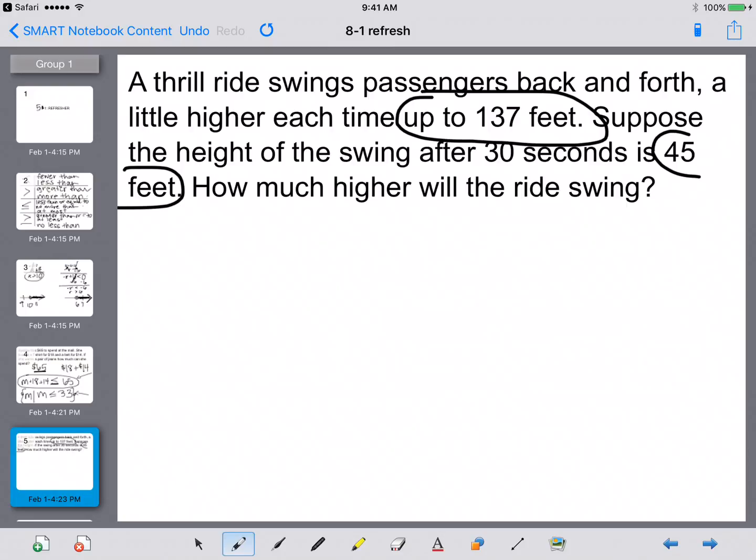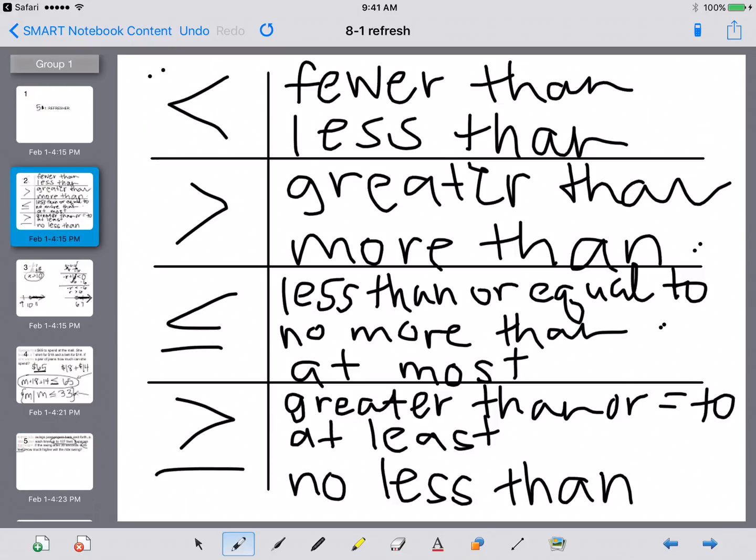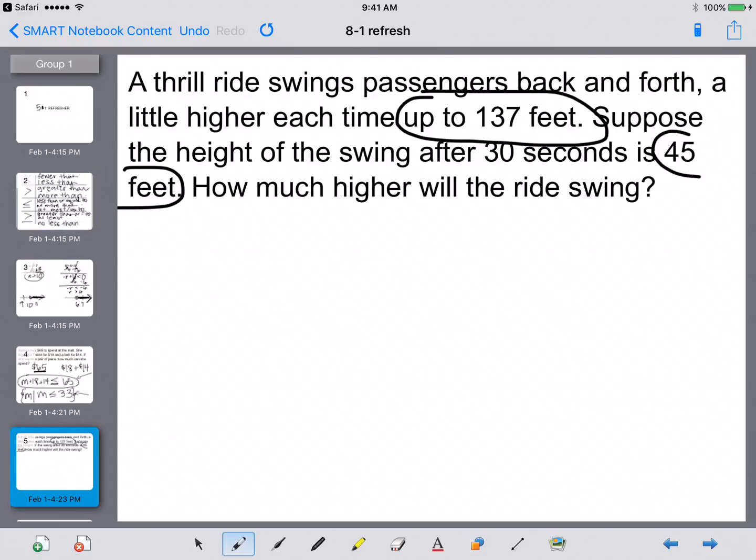So if it can go up to 137 feet. Over here, we can see the words at most. That also makes me think up to. So I'm going to add up to my list. Because at most, up to, no more than, it can go up to this number, but it can't get any higher. So the less than or equal to sign also goes with the phrase up to. So I know that it's up to 137.